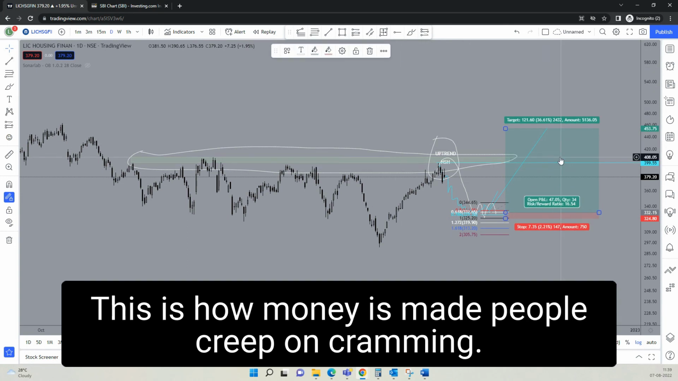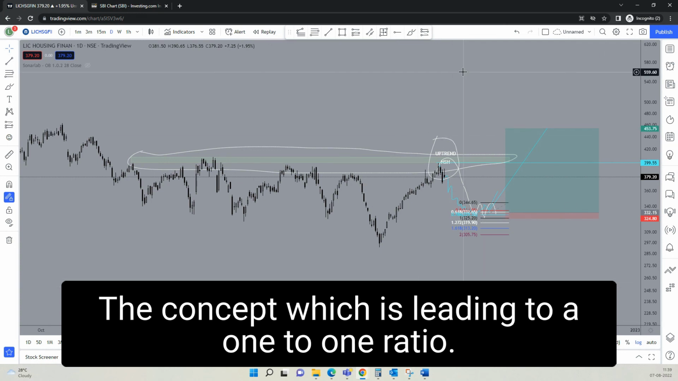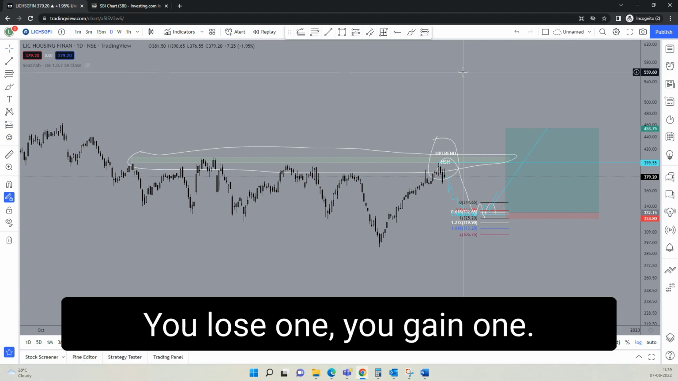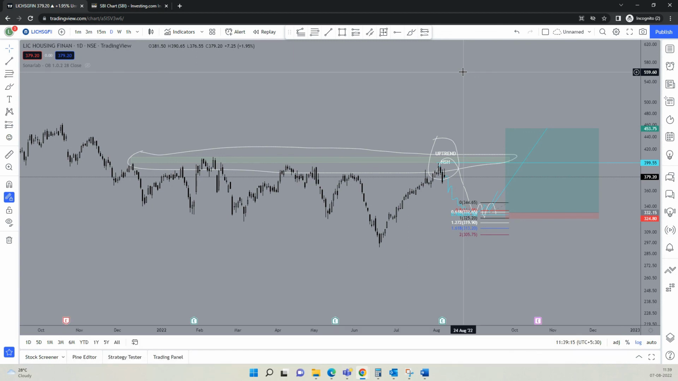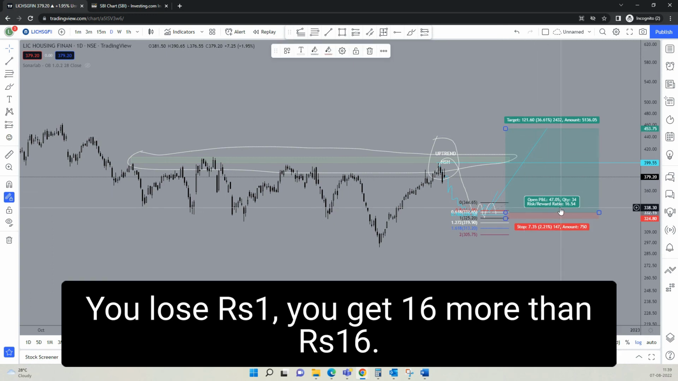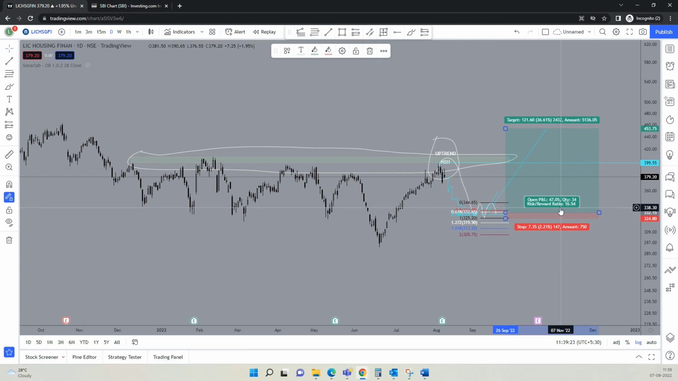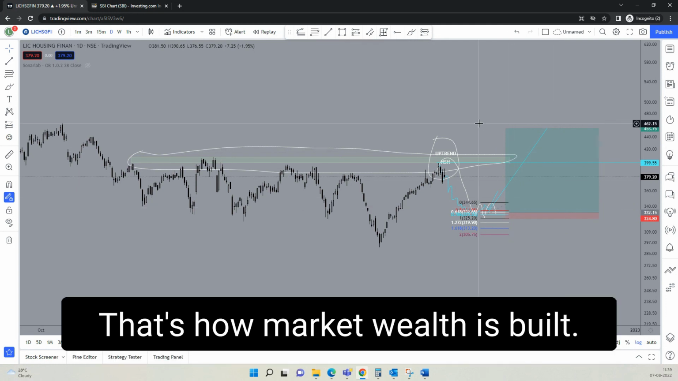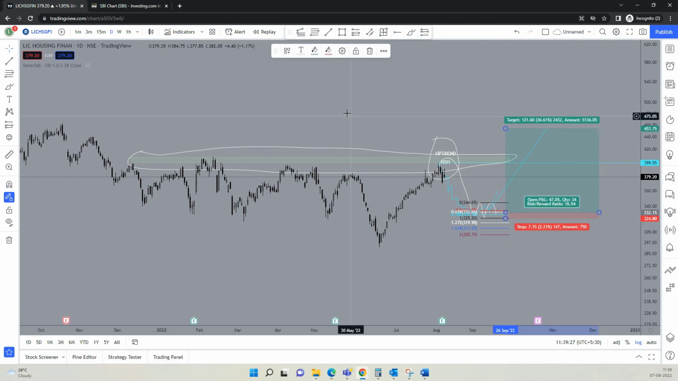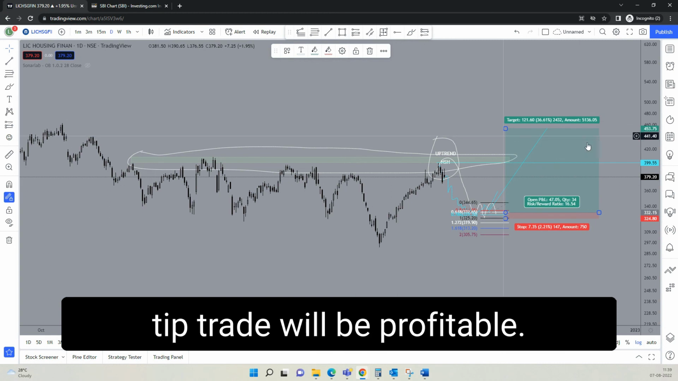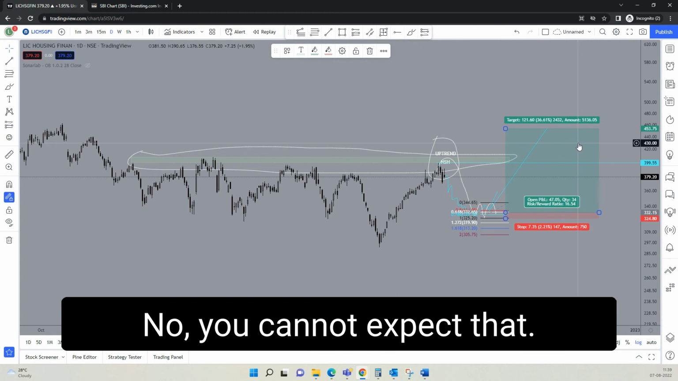This is how money is made. People keep on cramming the concepts which is leading to a 1 to 1 ratio. You lose one, you gain one. That's not going to build your capital. Anyway, this is the concept. You lose 1 rupee, you gain more than 16 rupees. That's how market wealth is built. But yes, over time, not every trade will be profitable. No, you cannot expect that.